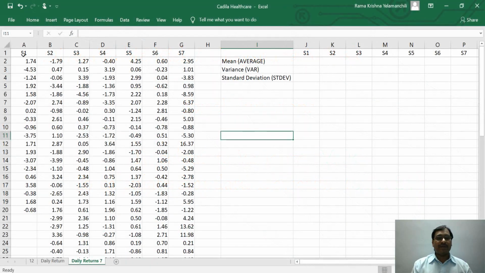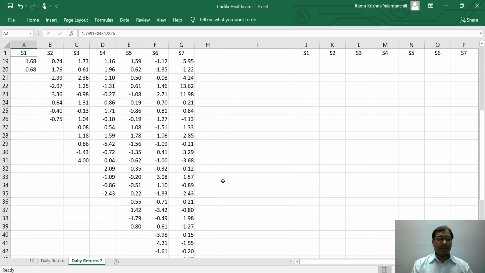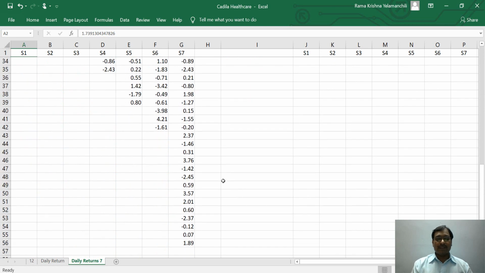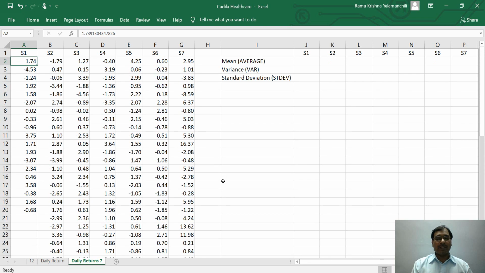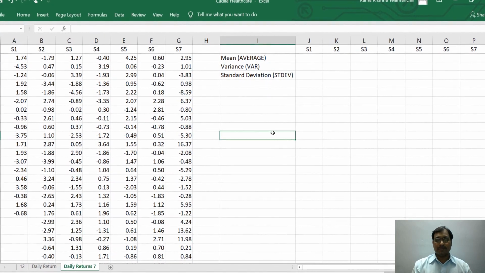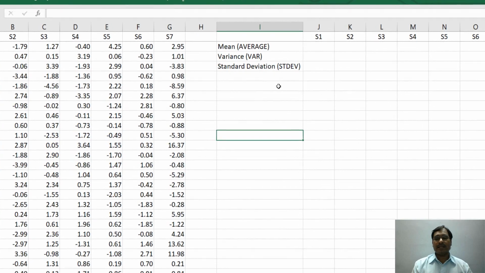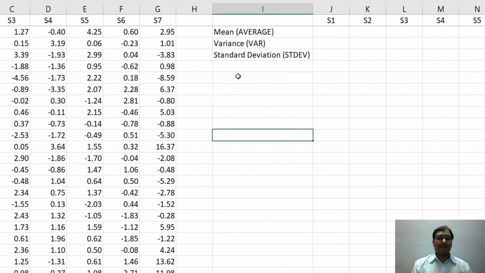Here are the daily returns of 7 different stocks, and each stock has a different number of observations. If you look here, each stock has a different number of observations. Now in this scenario, manually calculating the standard deviation of these stocks may be difficult. Instead of that, we use Excel to calculate the mean, variance and the standard deviation of these 7 stocks.